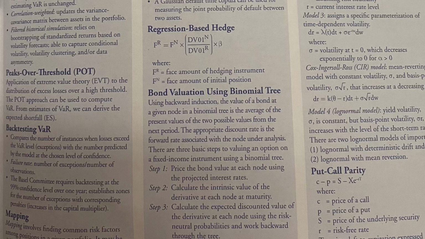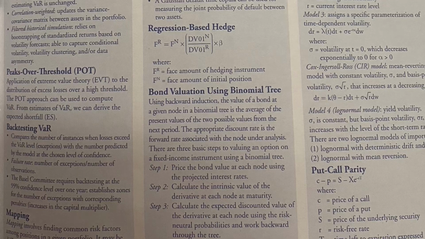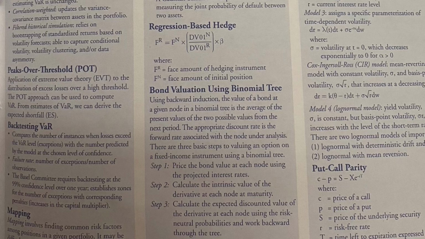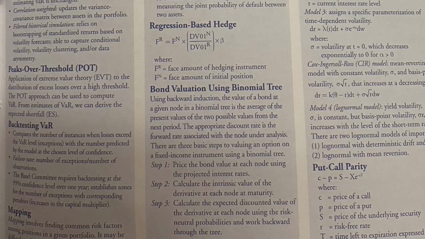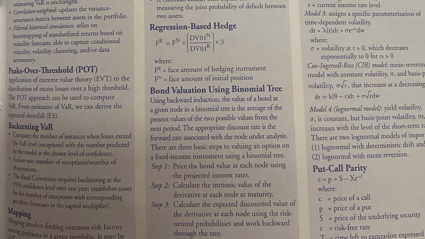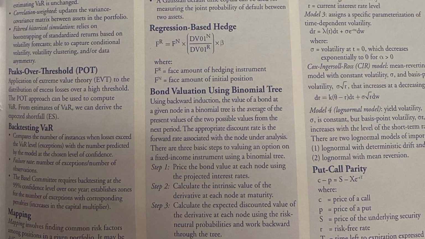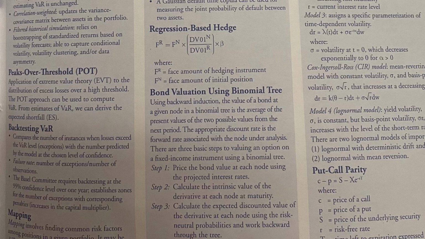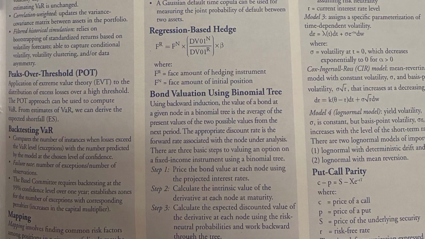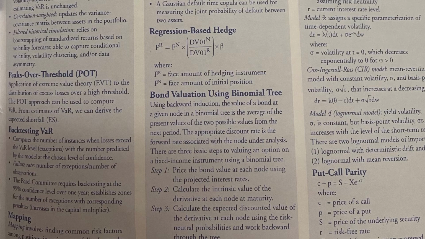Cox-Ingersoll-Ross model, CIR model. The mean reverting model with constant volatility sigma and the basis point volatility sigma square root of r that increases with a decreasing rate. So dr equals k times (theta minus r) dt plus sigma square root of r dw.